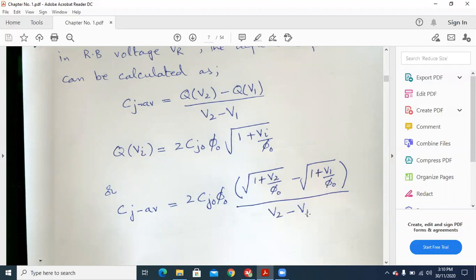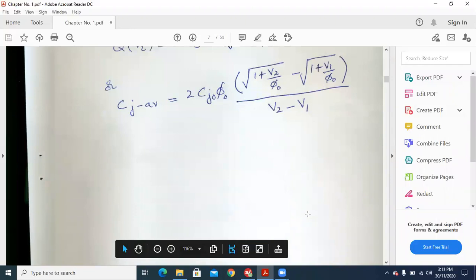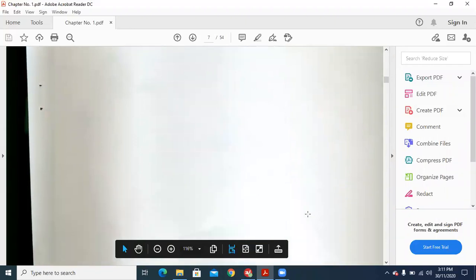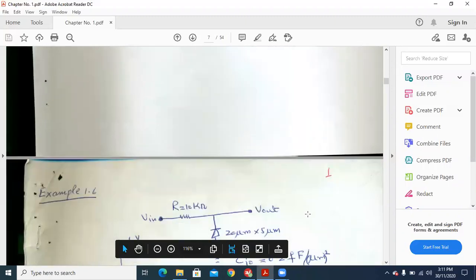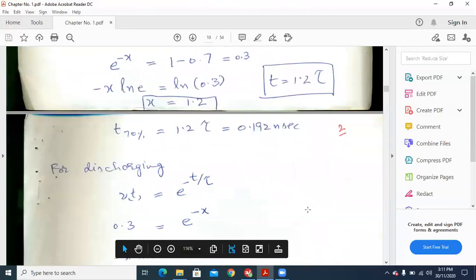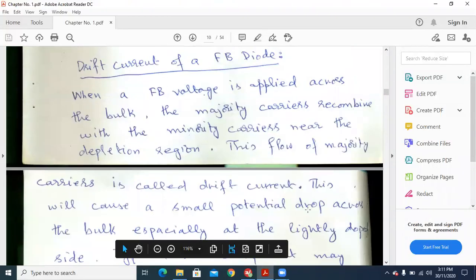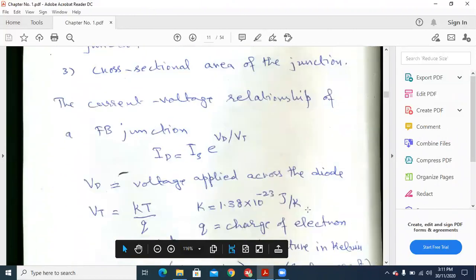So this is all about the depletion capacitance. So we model one parameter of the diode, which is the depletion capacitance. So there are a few other parameters which we need to find.